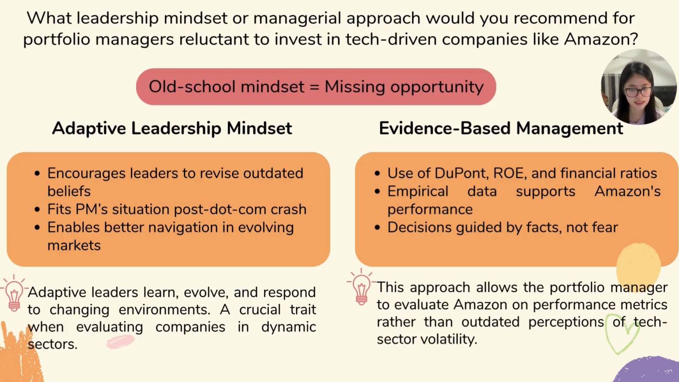The analysts also use smart methods like top-down analysis and financial ratios. This is part of what we call evidence-based management, making decisions using real data, not just opinions or feelings. The numbers clearly show that Amazon has stronger performance and good returns.